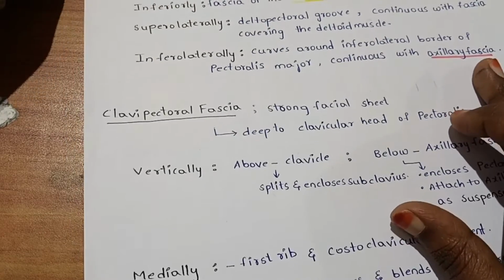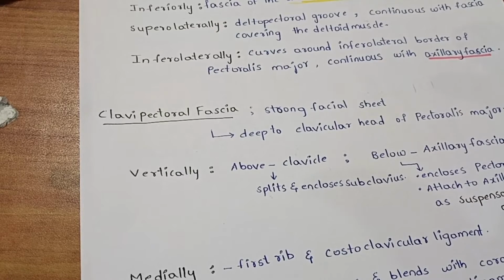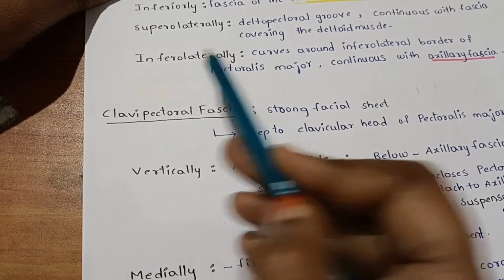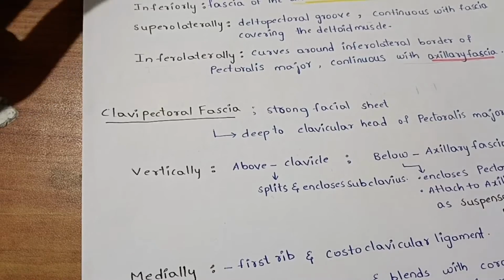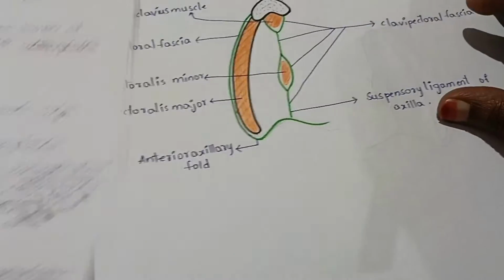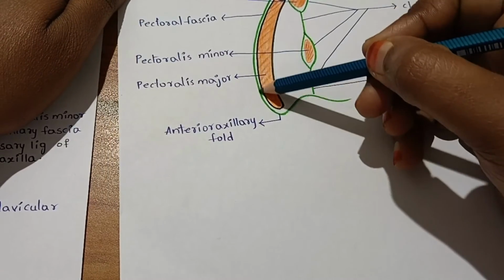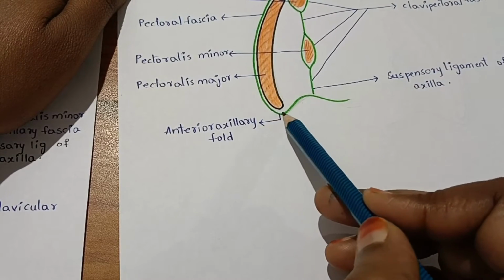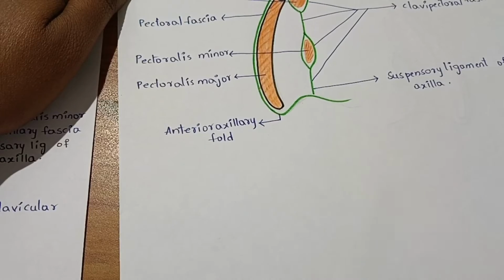And inferolaterally, it curves around the inferolateral border of pectoralis major. Inferolaterally it is continuous with the axillary fascia. Let's see in the diagram. This is the inferolateral part of the pectoral fascia, so it is a continuation of the axillary fold.